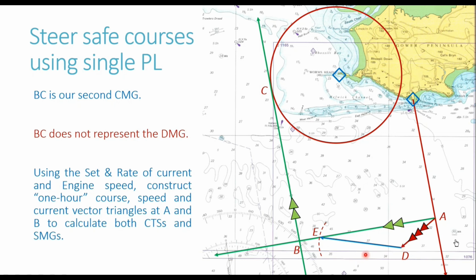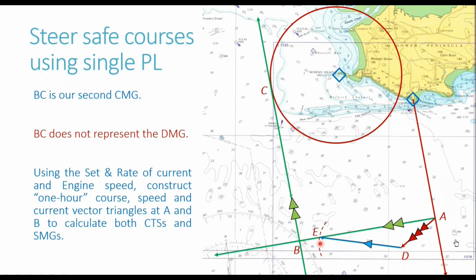So I have joined it using the blue color vector. Now this blue color vector is our course to steer, CTS vector. So if you look carefully, triangle Alpha Delta Echo is the course, speed, and current vector triangle at our initial arbitrary point A. So you have the current vector Alpha Delta for 1 hour.